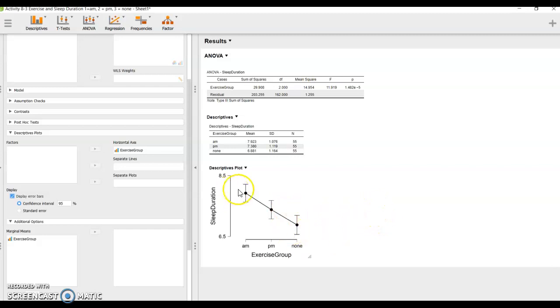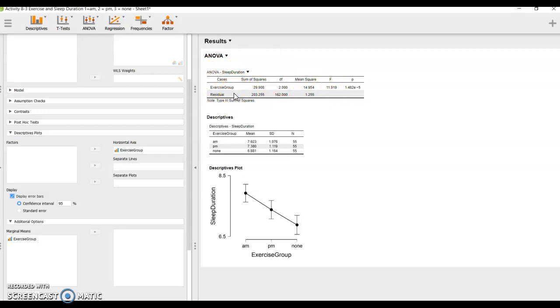So it looks like the morning exercise group slept more than the afternoon exercise group, who also slept more than the no exercise group. But we don't know if those differences we're observing there are because of sampling error or if they're differences that are unlikely to be due to sampling error. So we're going to do an ANOVA, an analysis of variance, and our ANOVA here comes out at the very top of your output. Right?